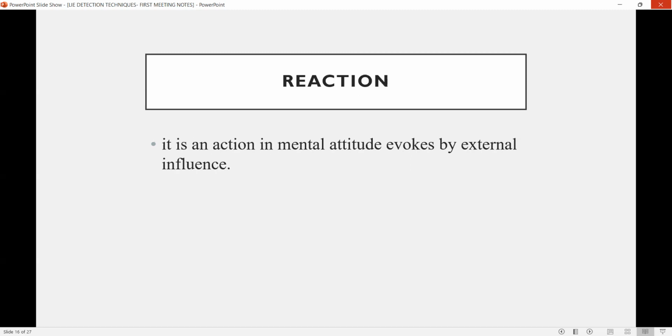Reaction. It is an action in mental attitude. It is evoked by external influence. So reaction, of course, is a mental attitude. What's the example of a reaction? It is fear. Okay, it is fear. Reactions are done on impulse without putting much thought into it and considering what the end result may be.